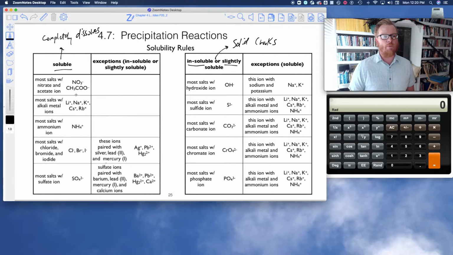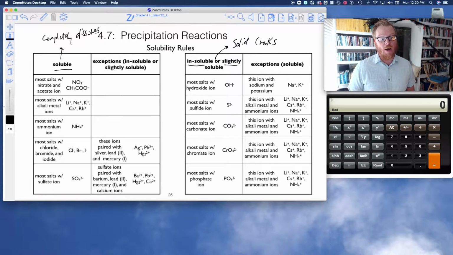So for example, when I look at this and I can see most salts with nitrate and there are no exceptions, that means if something has nitrate in it, it's going to completely dissolve, meaning it will be soluble. So what does it mean to have an exception? Well, here we go. Let's play with this one, okay?